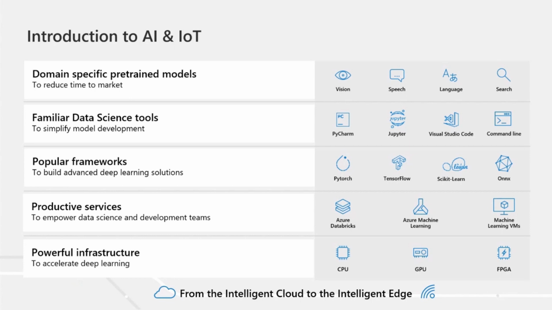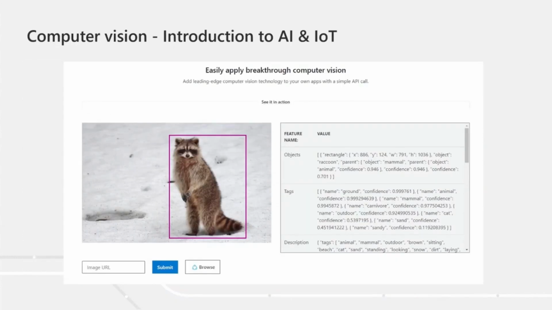But if you dive deeper and you want to create your own models, you can bring your own tools and frameworks and use services like Azure Machine Learning, or create a machine learning virtual machine to boost your productivity. And last but not least, there is a lot of powerful compute available that makes the training of your model fast and reliable. To create our raccoon classification model, there are a few options available.